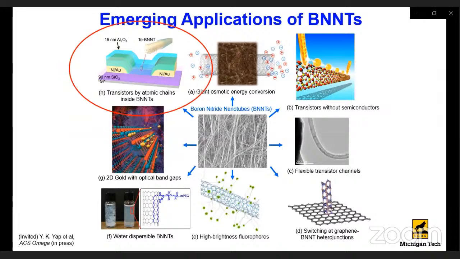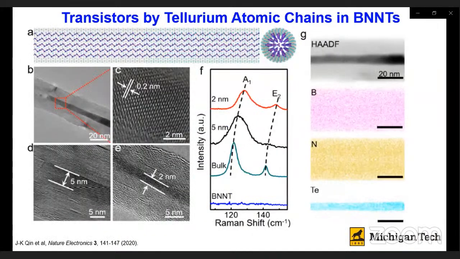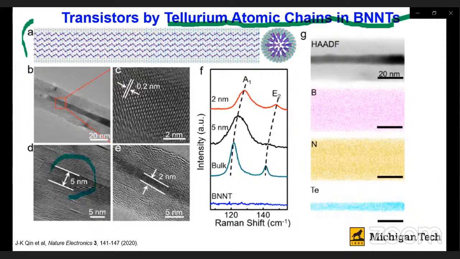Next, let us talk about transistors made by atomic chains inside boron nitride nanotubes. In collaboration with colleagues at Purdue University, we have constructed transistors from tellurium atomic chains filled inside boron nitride nanotubes, as schematically drawn here. You can see that we can fill the nanotubes down to a diameter of 5 nanometers as well as 2 nanometers, indicated here.